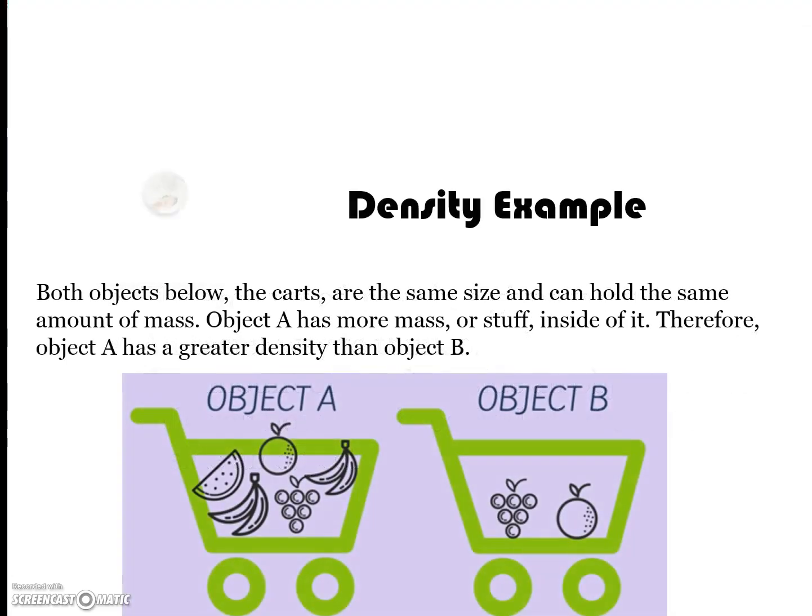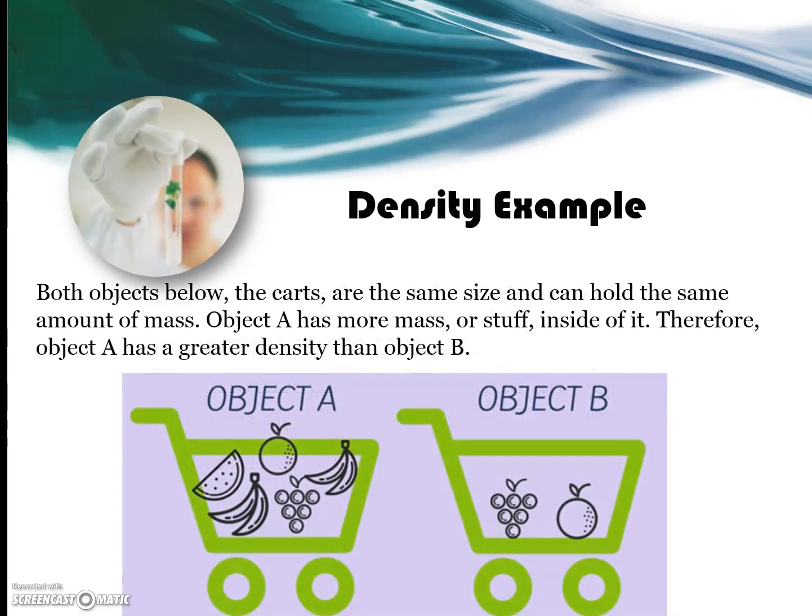So in this example, both objects below, the carts, are the same size and can hold the same amount of mass. So if you go to the grocery store, all of the carts look the same. Object A has more mass or stuff inside of it, therefore object A has a greater density than object B, because it has more stuff. Both have the same capacity for things, but A has the most stuff in it, so therefore it has a greater density.